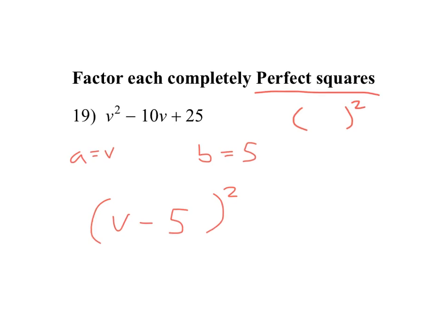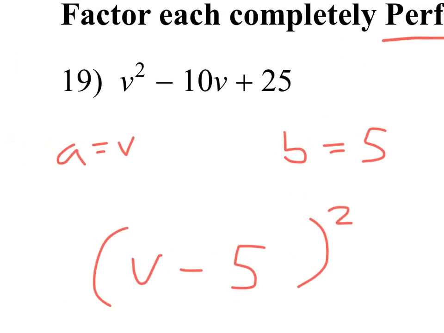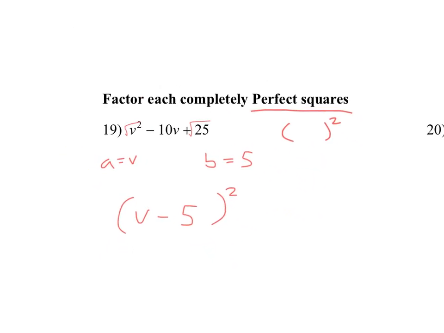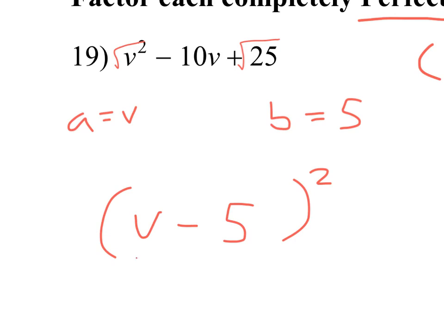Where'd you get the 5 from? Okay, so we got the v and we got the 5 by taking the square root of the first one and the square root of the last one. So then v minus 5 squared would be our answer, because we just do a minus b squared. When we have a minus here, but if they were both plus, we'd have a plus in our answer.